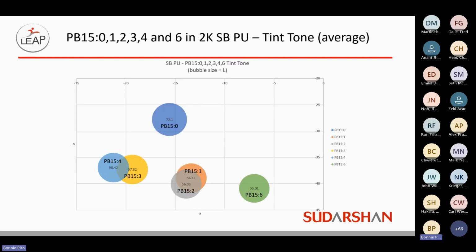In the standard tint tone formulation, same idea here. The modifications fall into color space as we would expect, with the epsilon being the most red, the alphas the next most red, and the betas being to the green side. Again, the 15:0 demonstrates that it does not disperse as well, with that higher tint tone L value.